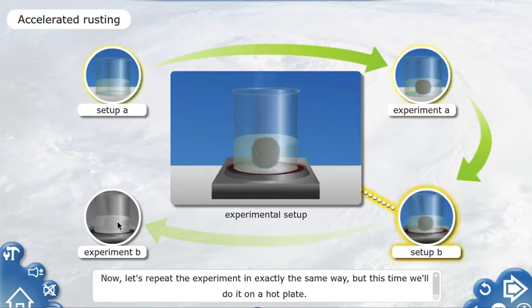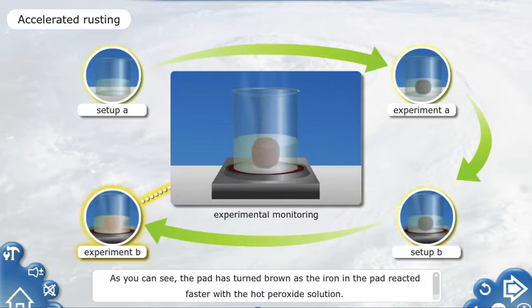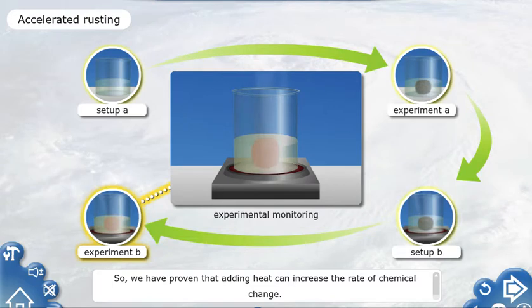Now, let's repeat the experiment in exactly the same way, but this time we'll do it on a hot plate. Adding heat to the beaker should increase the reaction rate and cause the pad to rust quicker. As you can see, the pad has turned brown as the iron in the pad reacted faster with the hot peroxide solution. So, we have proven that adding heat can increase the rate of chemical change.